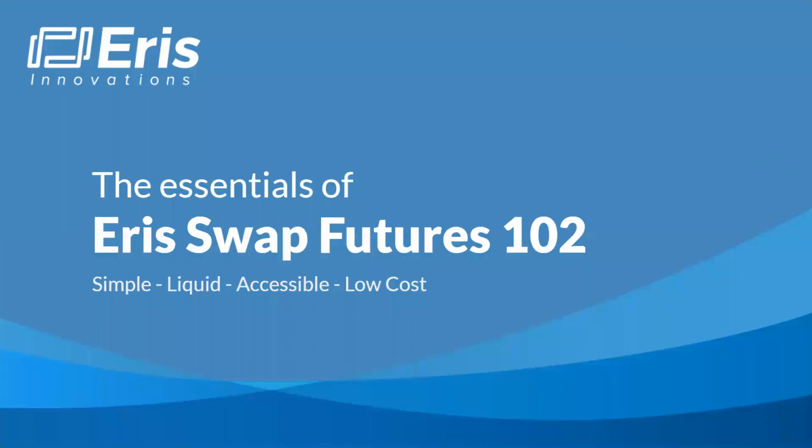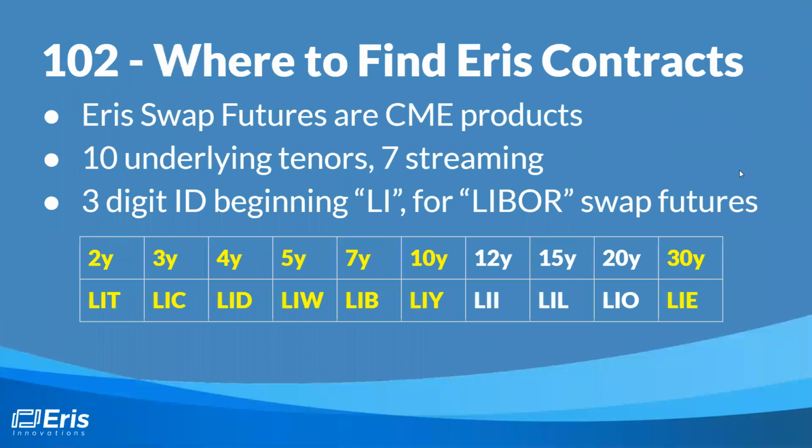Welcome back. Today we're going to explain the ticker conventions for Eris US dollar interest rate swap futures and show you where you can find the contracts themselves. Eris has 10 available underlying tenors to trade in dollar rate futures, of which 7 are streaming throughout the day: the 2, 3, 4, 5, 7, 10, and 30-year tenors highlighted here.